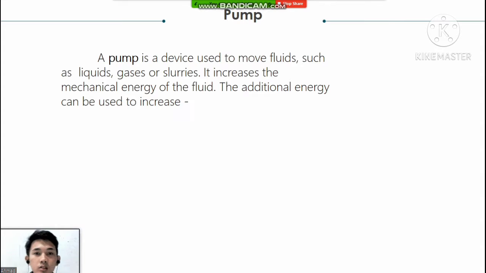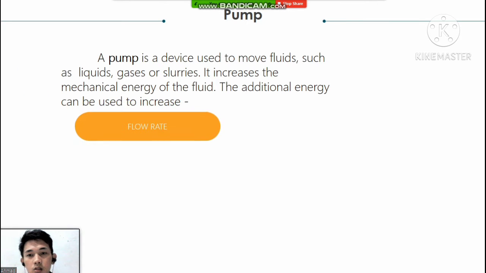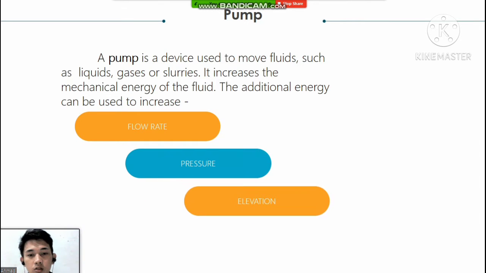Okay, on this slide, I will explain about pump. A pump is a device used to move fluids, such as liquid, gas, or slurries. It increases the mechanical energy of the fluid. The additional energy can be used to: one, increase flow rate; second, pressure; third, elevation.